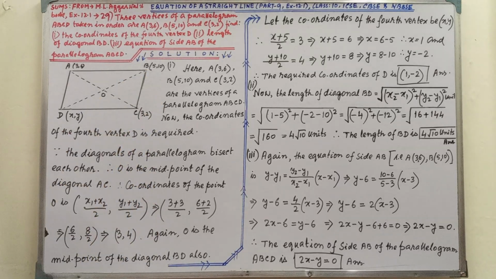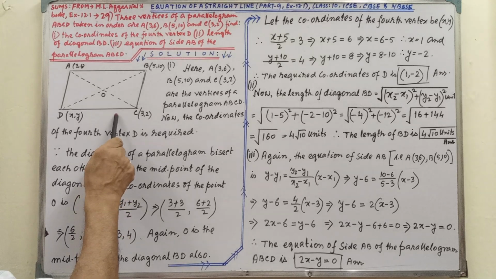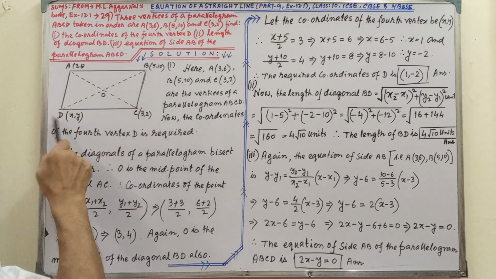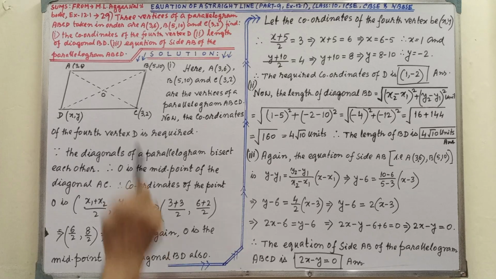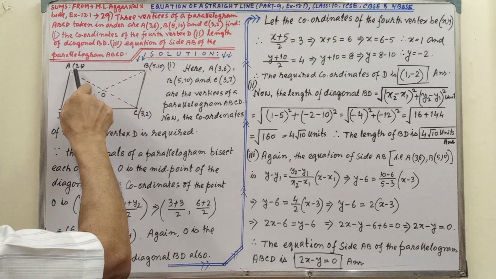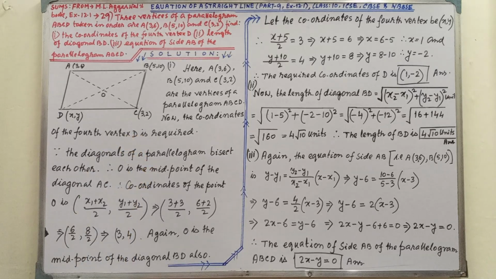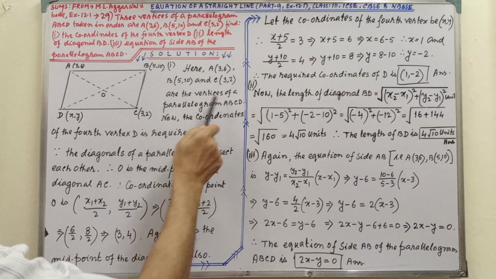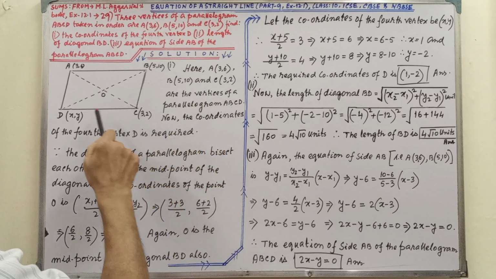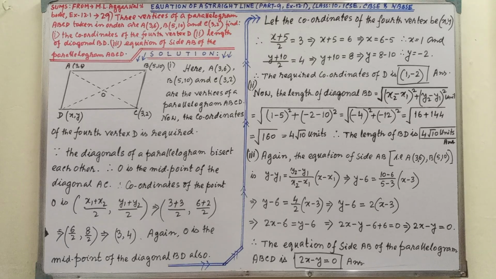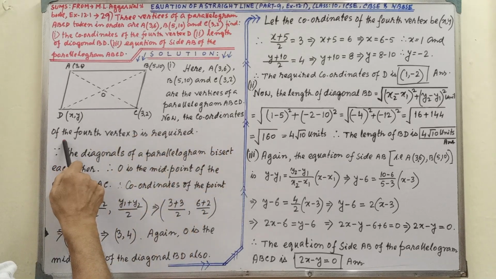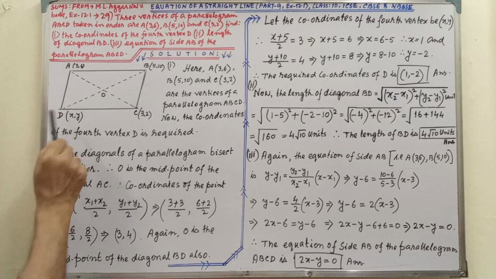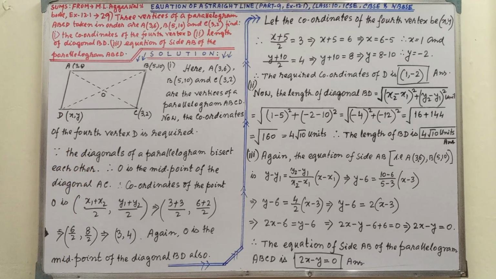Diagram. Diagram you may draw or may not. For the sake of explanation, I have done this diagram. ABCD is a parallelogram. The coordinates of the vertices A, B, C are given. Here A (3, 6), B (5, 10), C (3, 2) are vertices of a parallelogram ABCD. It is given. Now the coordinates of the fourth vertex, that is D, are required. This is not given. These coordinates we have to find out.